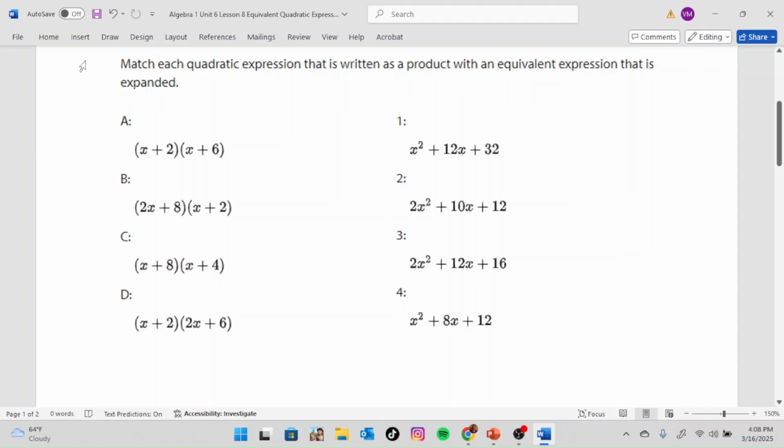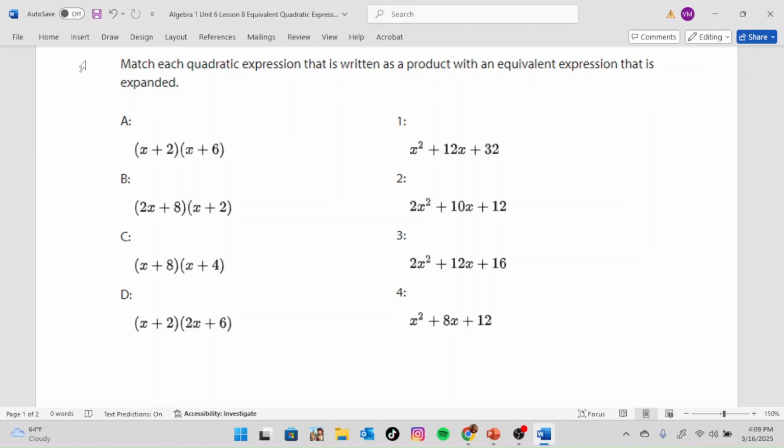Practice problem number 2 says to match each quadratic expression that is written as a product with an equivalent expression that is expanded. So on the left side, product means that we're multiplying two things together, and we would call this the factored form. On the right side, they say that this has been expanded because we've multiplied the two things together, and now we've written it in what we would call standard form.